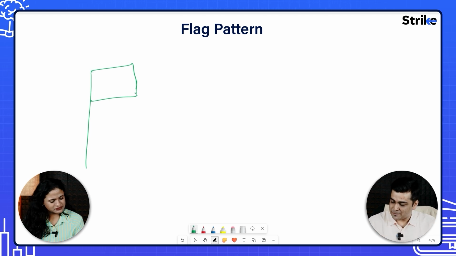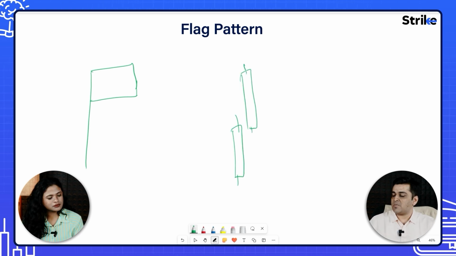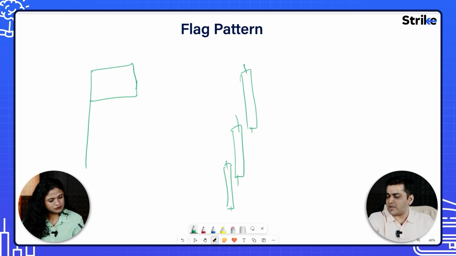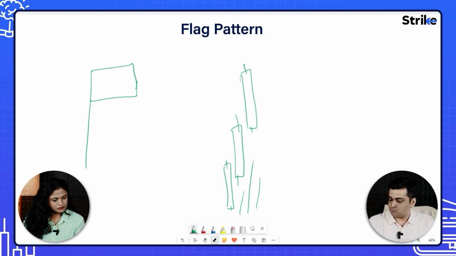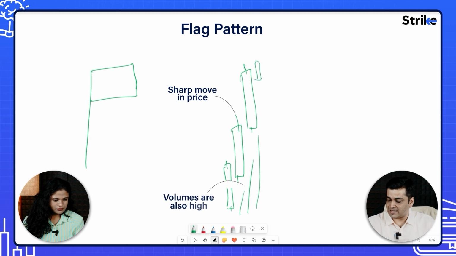So what we have is a pole first. What is a pole? A pole is a big, sudden rise in price. If you are looking at a daily chart, probably within 2 or 3 days, the prices quickly go up. Sharp move up, with an increase in volumes. Volumes are also very high. And after this, there is a sudden pause. So what happens is prices make something like this, some small candles here and there, for around 2 to 3 days. And when this consolidation is happening, the volumes dry away.